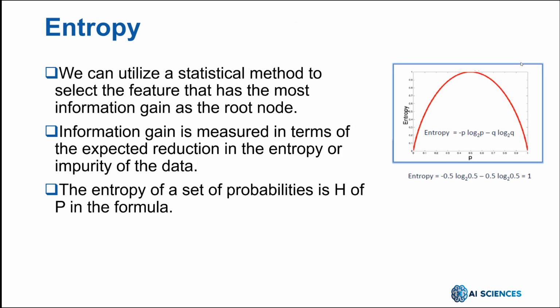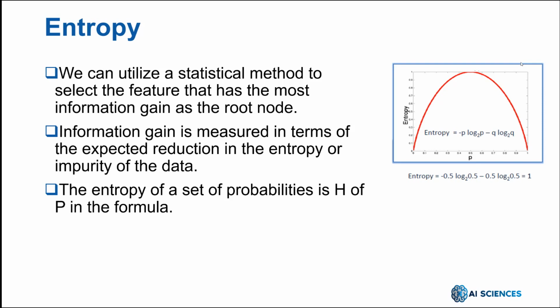One of the key factors in the decision tree is entropy. So let me explain to you why. It's important to carefully consider which feature will be used to split each node because decision trees with a different split node may result in different predictions and accuracy. We can utilize a statistical method to identify the feature that should be selected as the root node. The feature that has the most information gain should be selected as the root node.